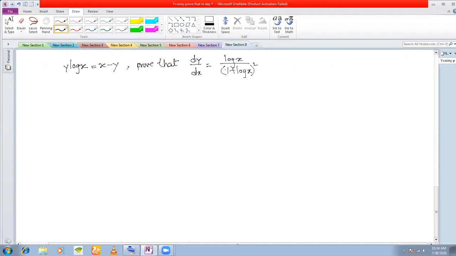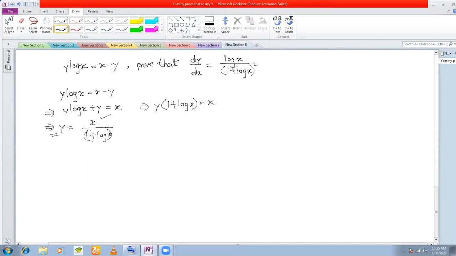Now there are two ways of doing it. One is by implicit function and one is by the normal way. Let us see how to do it the normal way first. What you do is you take the y's together. In fact, this implicit function can be expressed as an explicit function. y log x is equal to x minus y. You take the y's together: y log x plus y is equal to x. That means y you can take common: y(1 plus log x) is equal to x. That means y is x by (1 plus log x). So this y has been expressed as an explicit function of x. Correct or not?